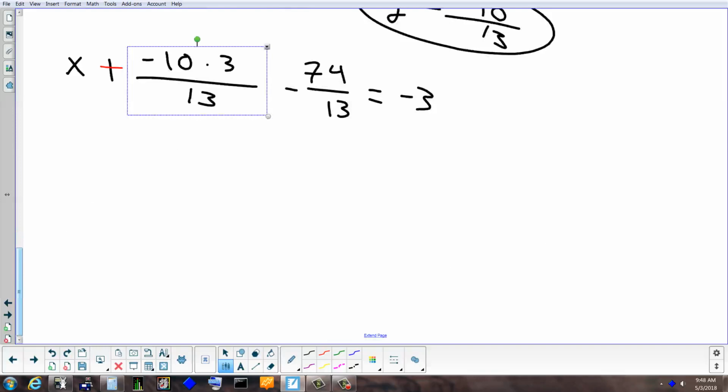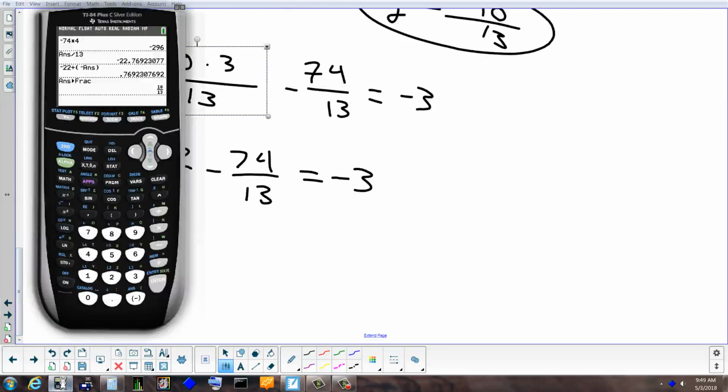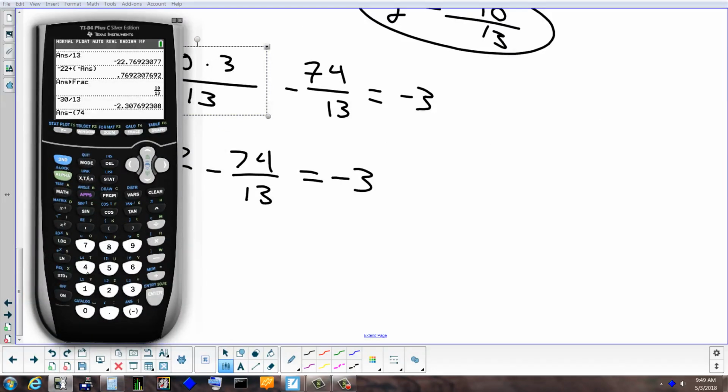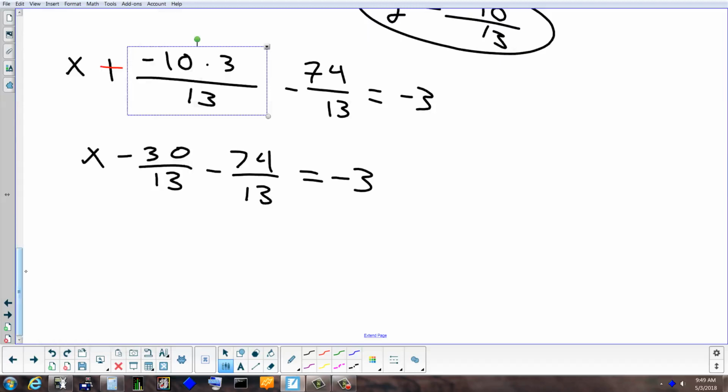All right, I'm going to write a little bit of this out because it's too much to type in all at once. So it's x minus 30 over 13 minus 74 over 13 equals negative 3. I'm going to combine those together. So negative 30 over 13 minus 74 over 13. And again, I could probably do some of that in my head, but it's just easier to let the calculator do it. So you get negative 8, which is surprising.